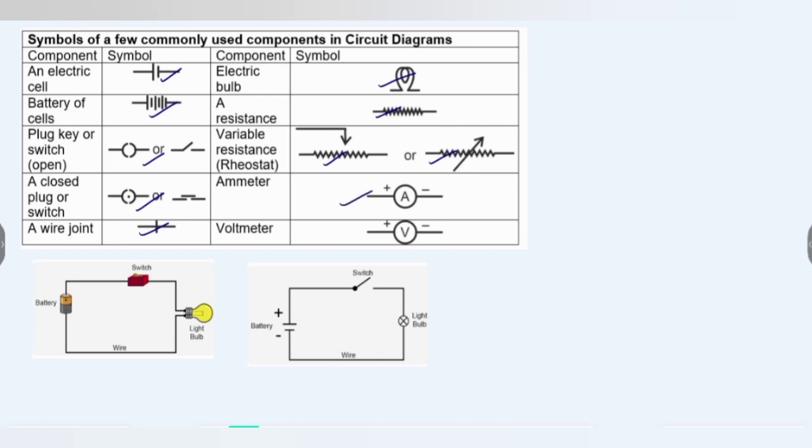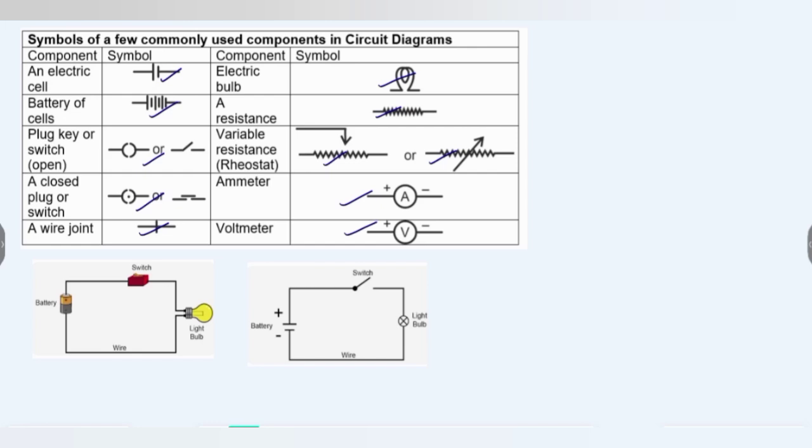This is the ammeter, one of the important devices that you have to know. Ammeter is used to measure current in the circuit. It is connected in series with the device. So you remember, this is important. Ammeter is used to measure the current, and it is connected in series with the device.